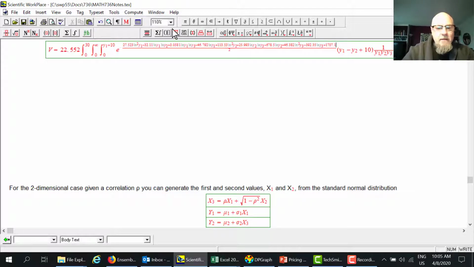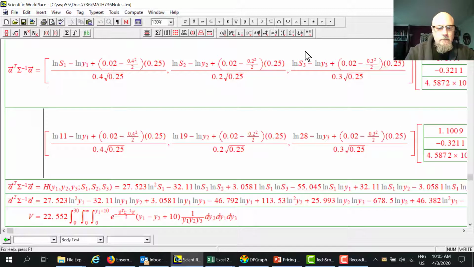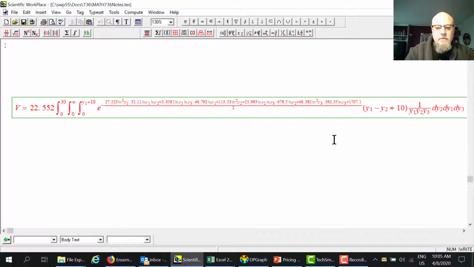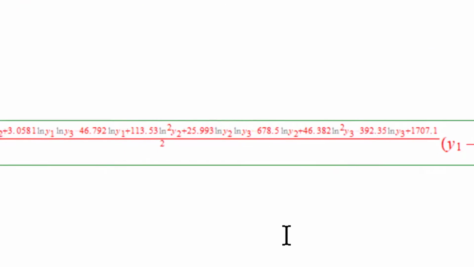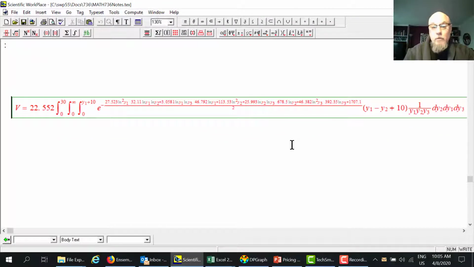And yeah, there it is. It's a mess. How are we going to integrate that? Well, I don't want to do it analytically with pencil and paper. Let's do Monte Carlo integration to solve this integral.